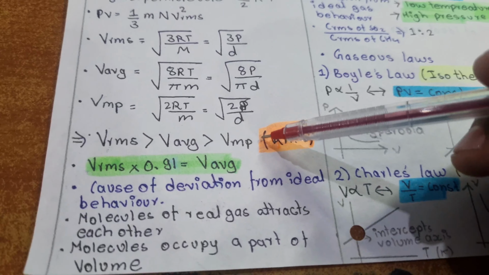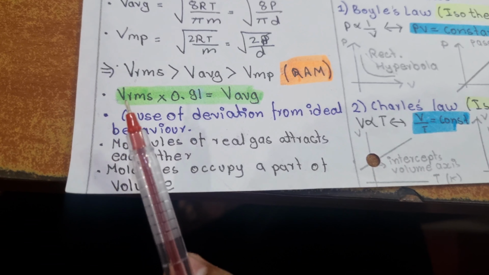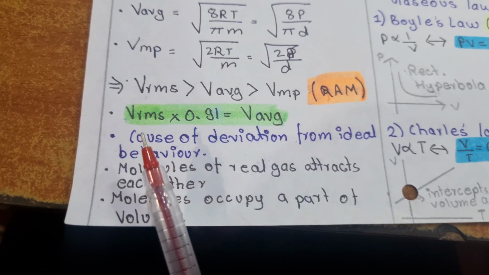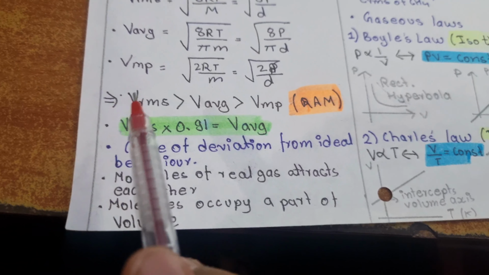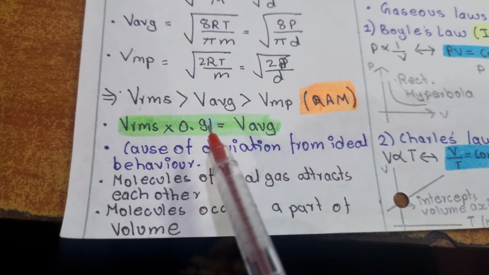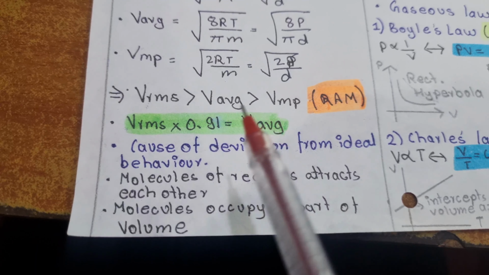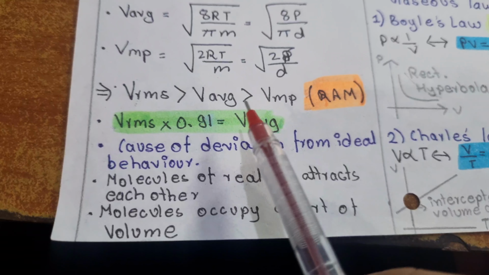You can simply remember it as RAM, where R is greater, A is then afterward, and most probable is then afterward. Now, another thing that is important is RMS speed multiplied by 0.9 equals V average. That simply states that 90% of RMS speed equals average speed.